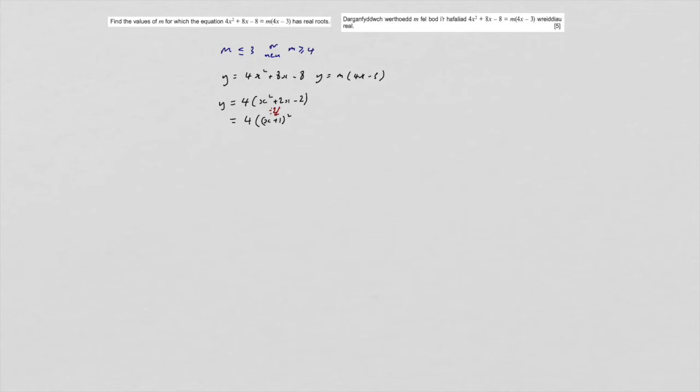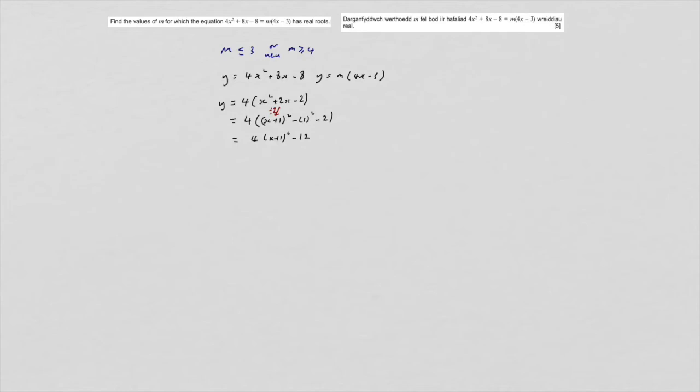We then have to subtract 1 squared because we've got an extra 1 squared coming from the (x + 1) squared when it's opened up, and then we've got our original minus 2. And that gives us, when we simplify it, 4 times (x + 1) squared. These two end terms become minus 3 times the 4, which gives us minus 12.